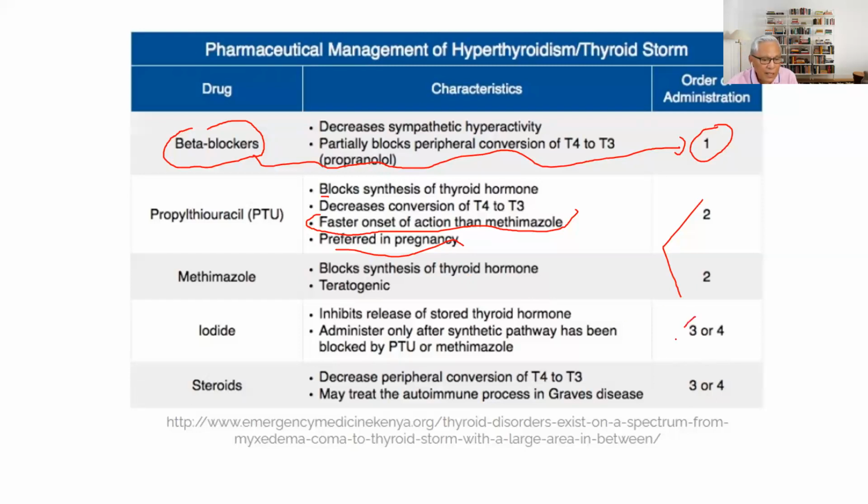And then the next ones are the iodine or iodide and the steroids. The reason why iodide is given is that iodide inhibits the release of thyroid hormone that is stored. And steroids are going to decrease the conversion of T4 to T3.